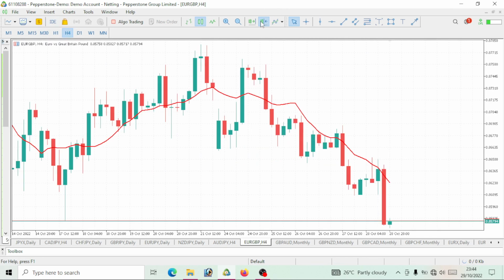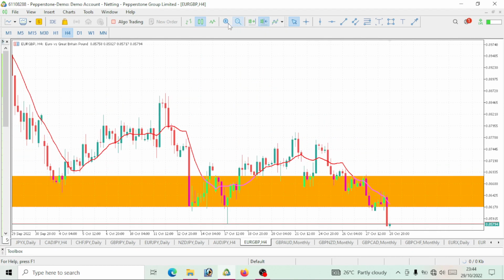So the 4 hour time frame, we would love to place the trade on the 4 hour time frame. So what does the 4 hour time frame say?